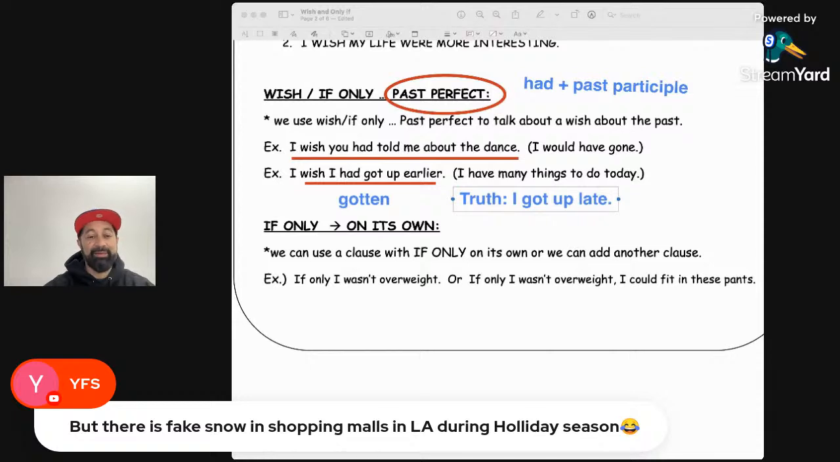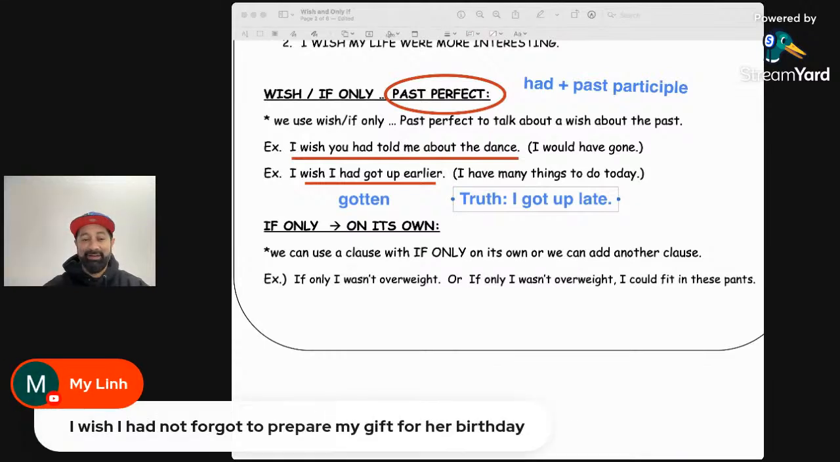Wife has, but there is fake snow in shopping malls in LA during the holidays. Yeah, there is fake snow in LA, but it's not the same. Fake snow, you cannot make a snowball. You can't make a snowman. But that's true. I did see fake snow in LA when I lived there.